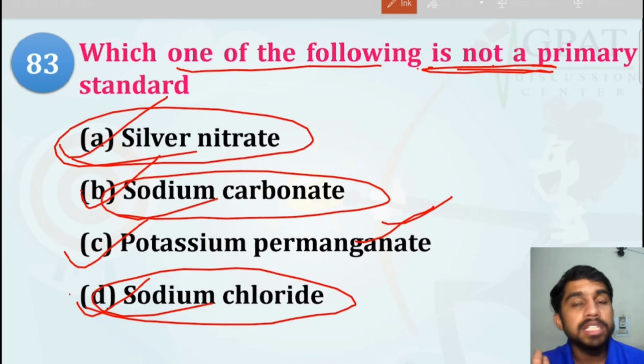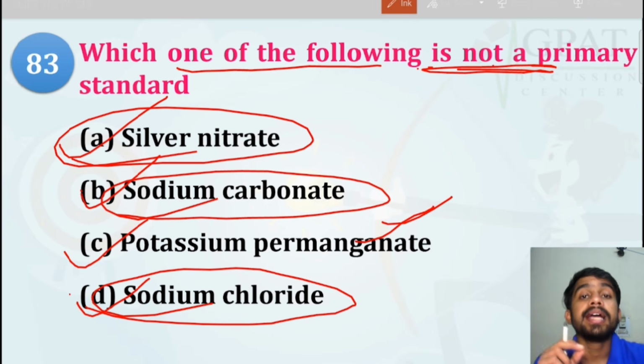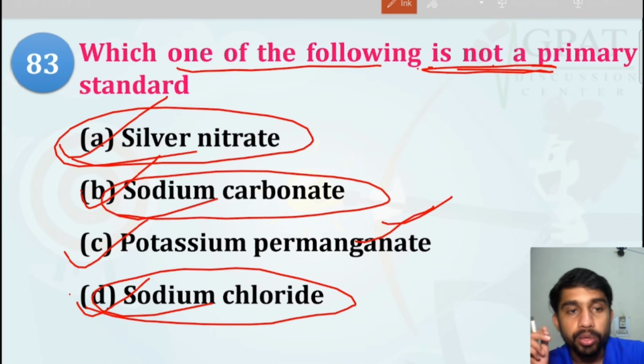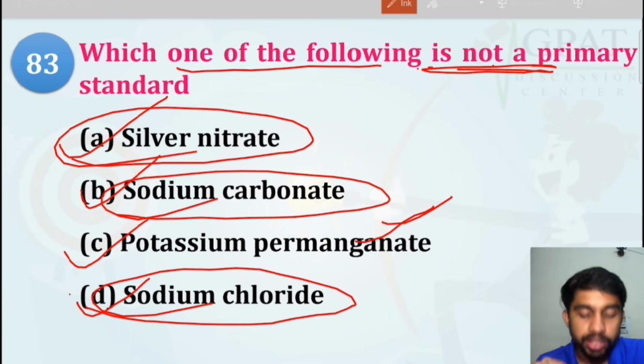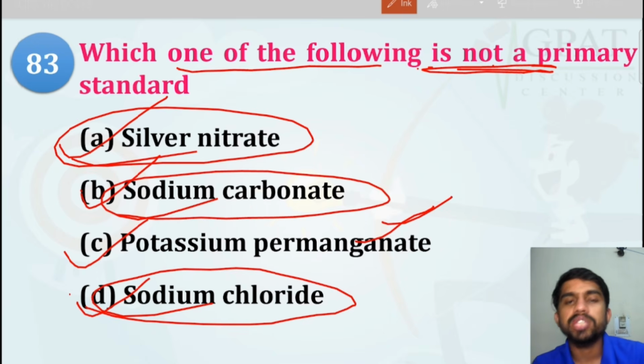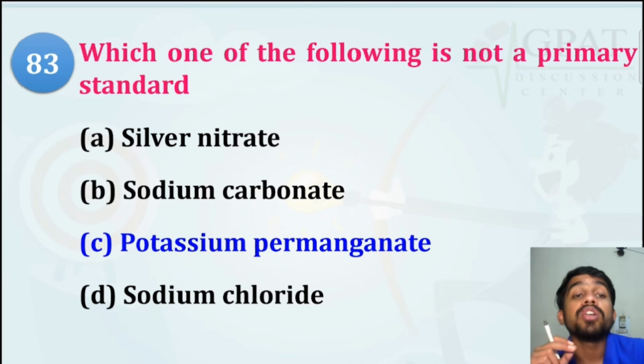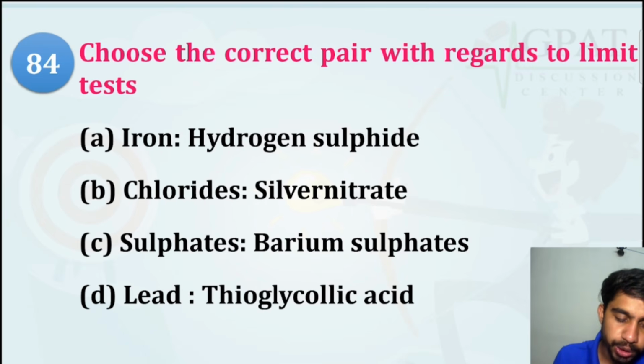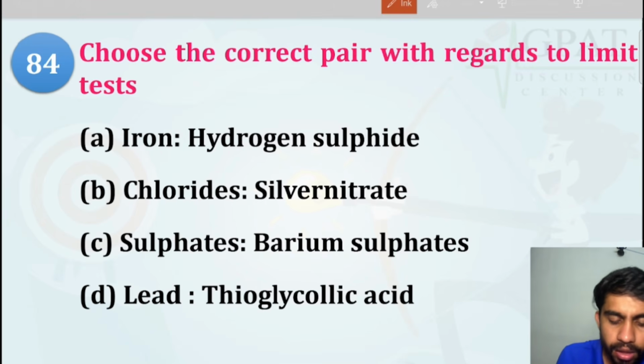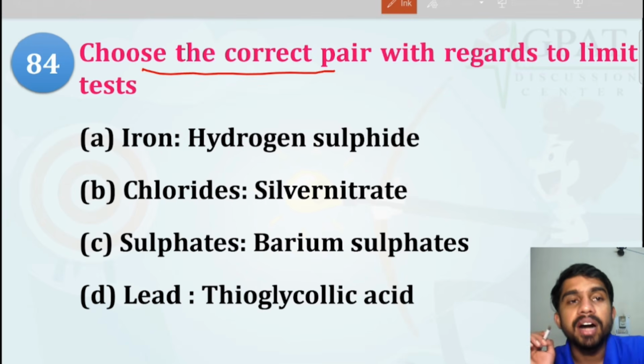What are the characteristics of a primary standard? It should be of high purity, highly stable, non-hygroscopic, and of high molecular weight. For example, silver nitrate, sodium carbonate, sodium chloride, and oxalic acid are examples of primary standards. So the correct answer for this question will be option C, that is potassium permanganate. It is not a primary standard. Simple. Next question. Question number 84. Choose the correct pair with regards to limit test.